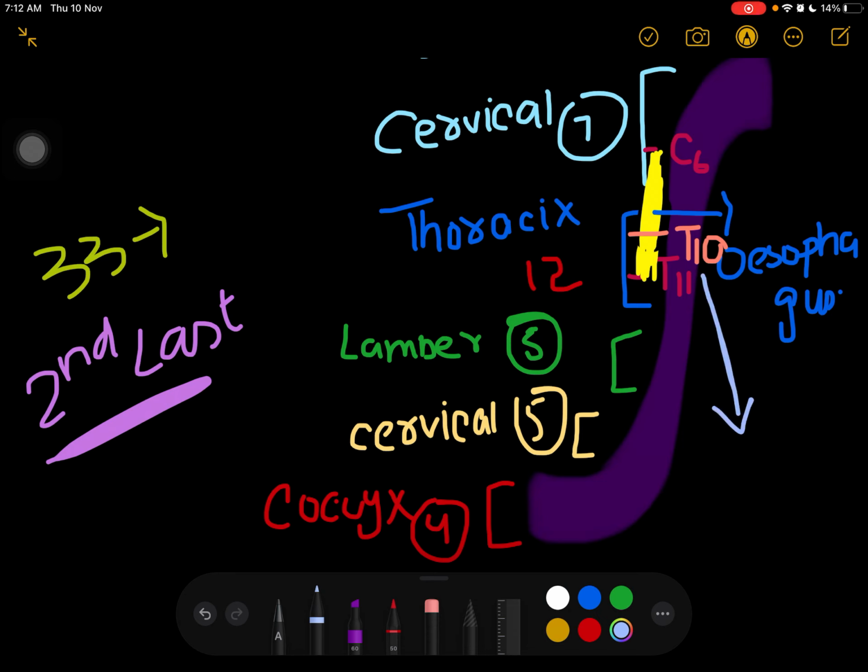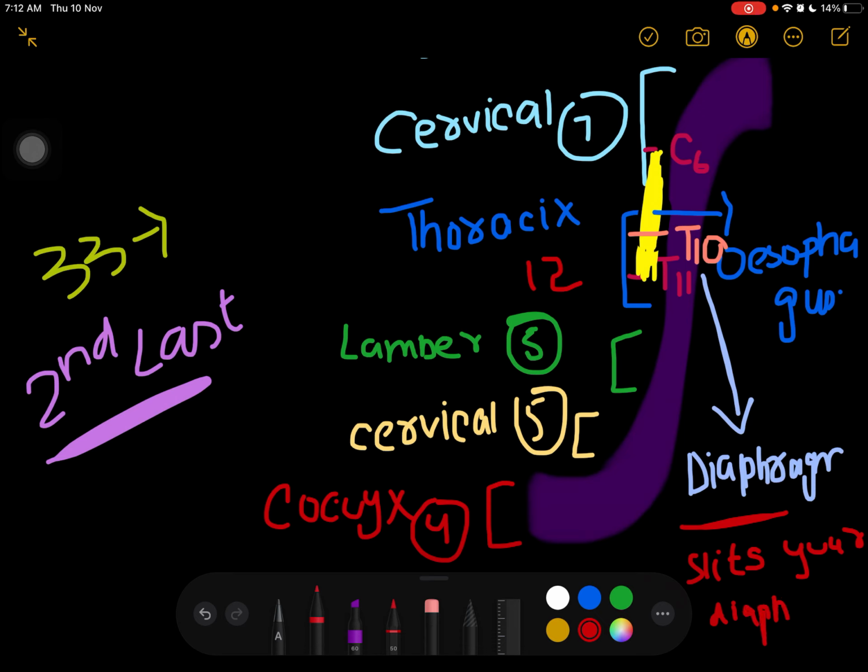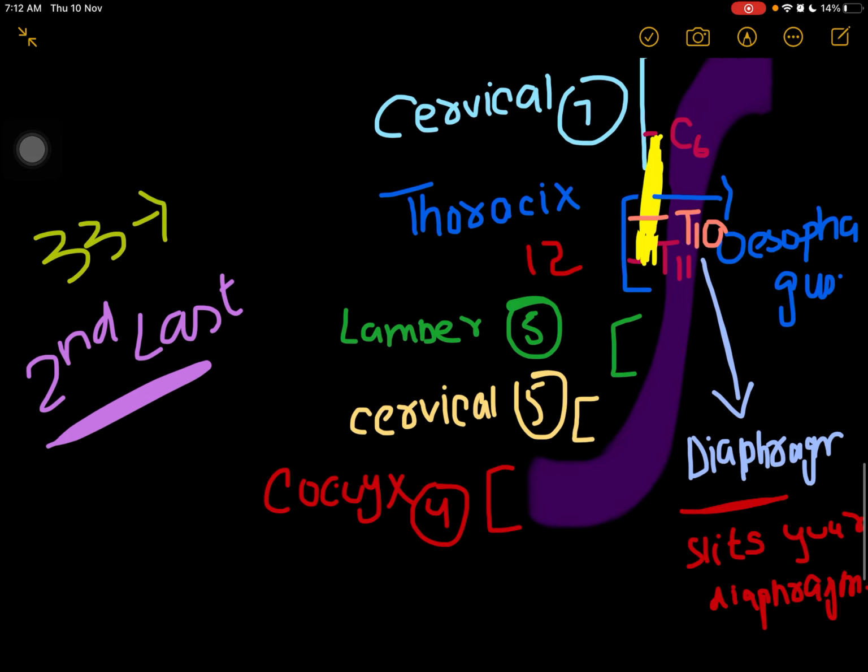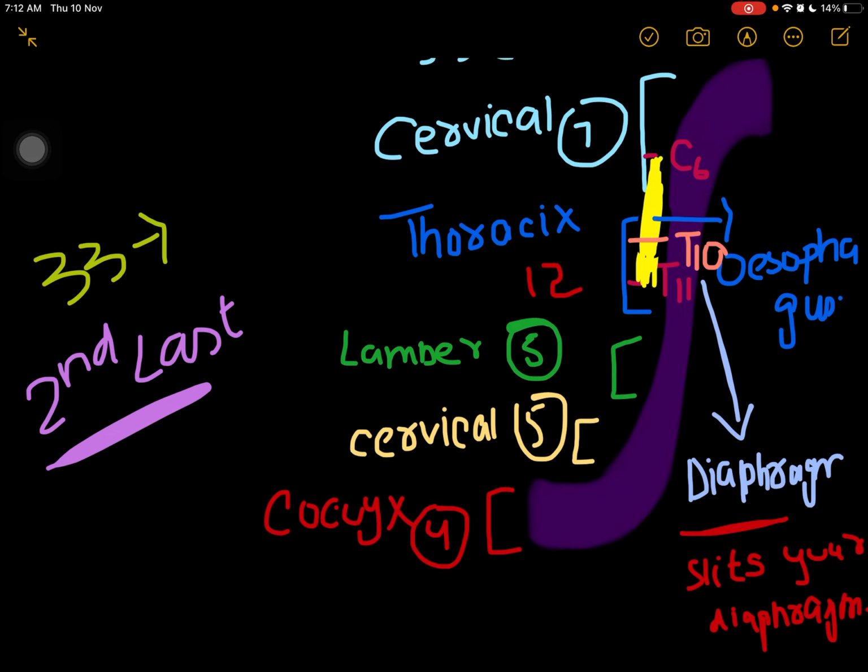Like at T10, your diaphragm is present, so it slits your diaphragm. So this actually slits your diaphragm. So I hope this is clear to you that it starts from C6 and ends at T11, and at T10 your diaphragm is present, right?